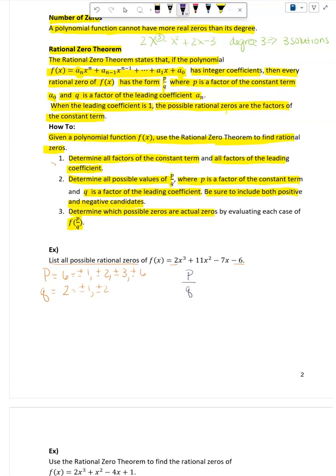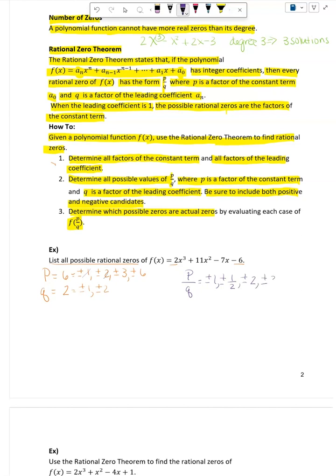Okay. So I just start with my number 1 here. So plus or minus 1 over 1 is 1. Plus or minus 1 over 2 is 1/2. Okay, so I'm done with my 1 now. Now I'm going to start with my 2. 2 over 1 is 2. 2 over 2 is 1. So now I'm done with my 2.